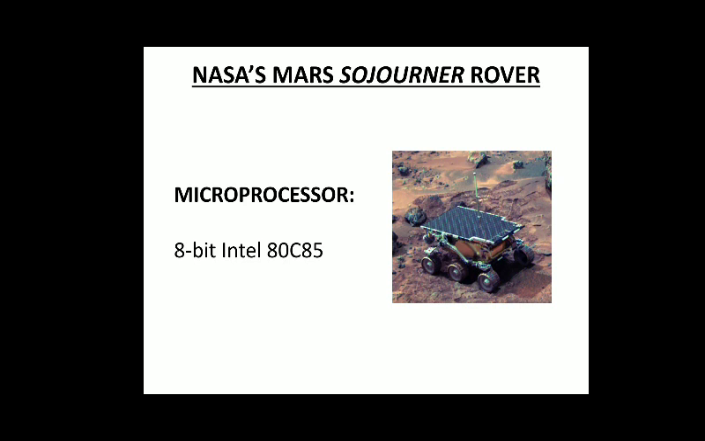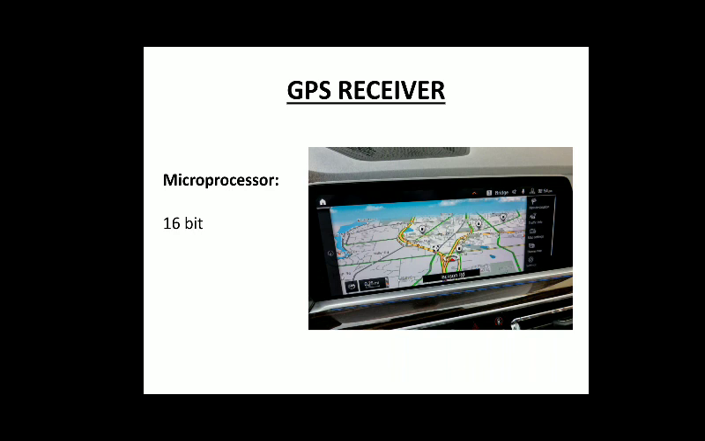Here is an example of another embedded system, NASA's Mars Sojourner rover. It was used by NASA for its Mars mission, and it uses an 8-bit Intel 80C85 processor. Next we have the GPS receiver in an automobile or a handheld GPS receiver. These receivers have a 16-bit microprocessor inside.